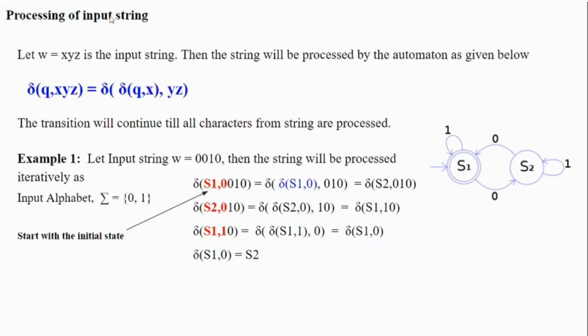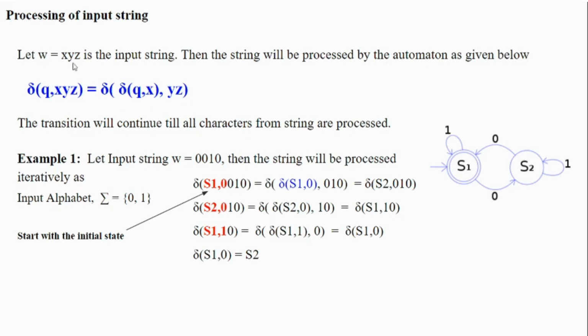Now coming to the processing of input string, let the string given be x, y, z. For example, we have 3 characters in this string, and those are x, y, z. So this is a single string. Then the string will be processed by the automaton as given below.